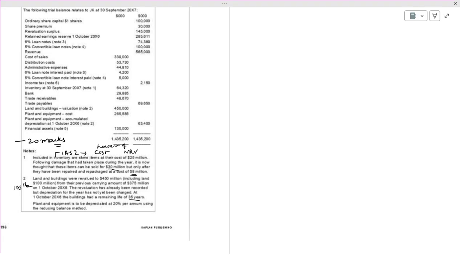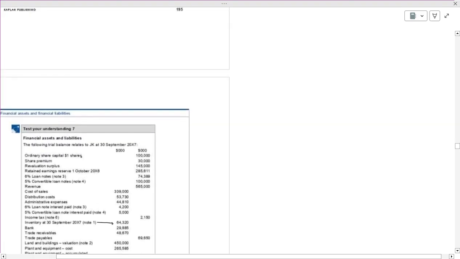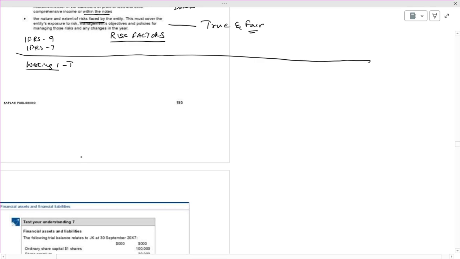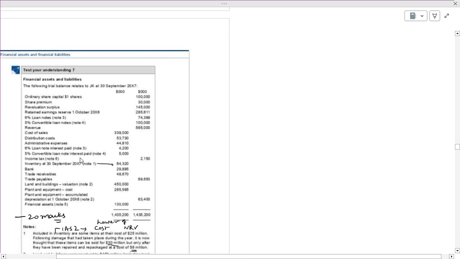Inventory at 30 September, Note 1. How much is there? 64,320. Is that opening inventory? Fine. Now, first you have to take the working one, inventory. Inventory as per trial balance. How much is there? 64,320. Now what they are saying, we have taken this.